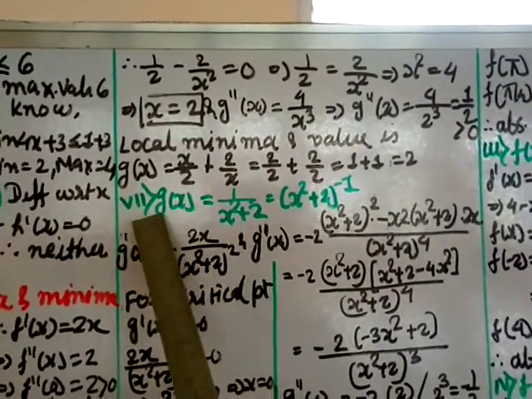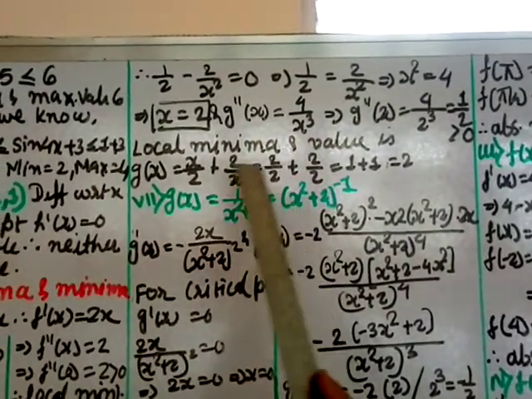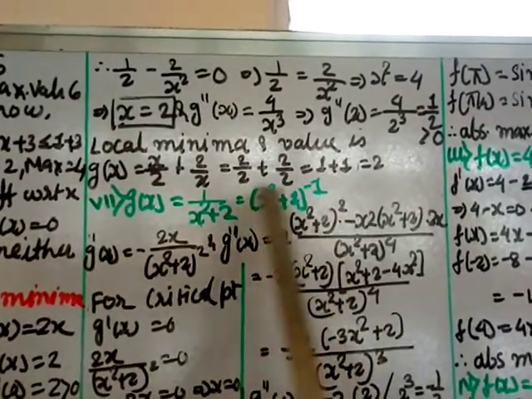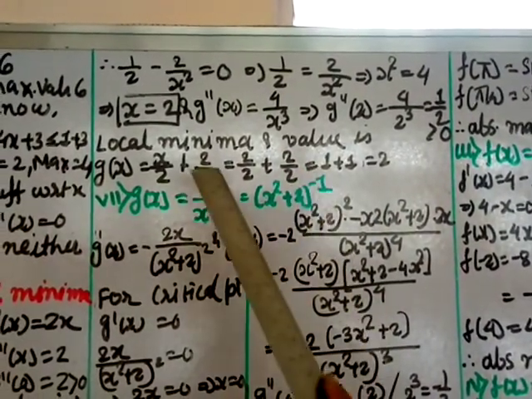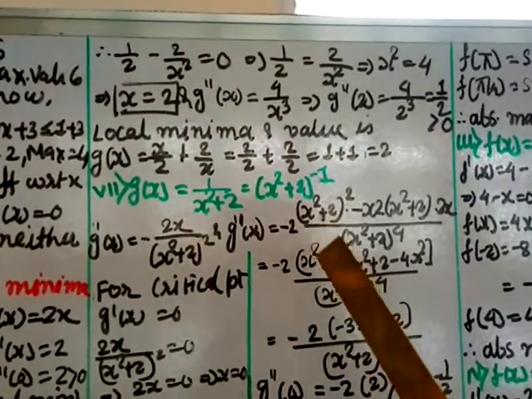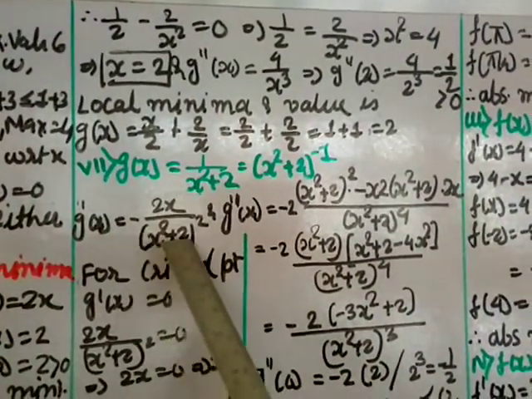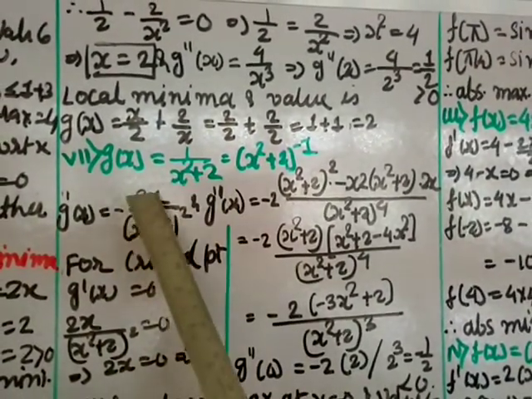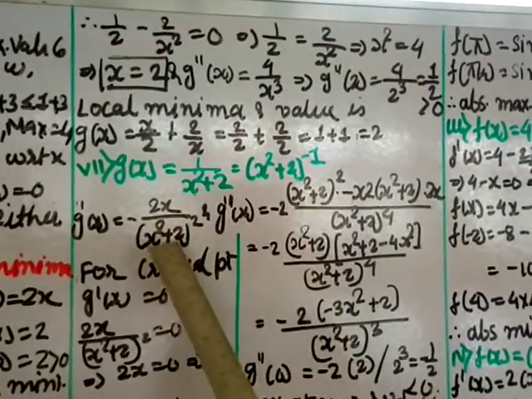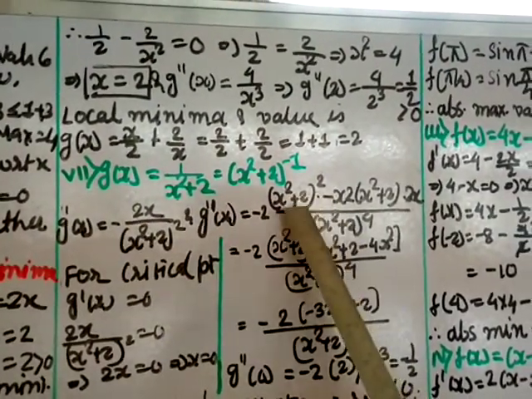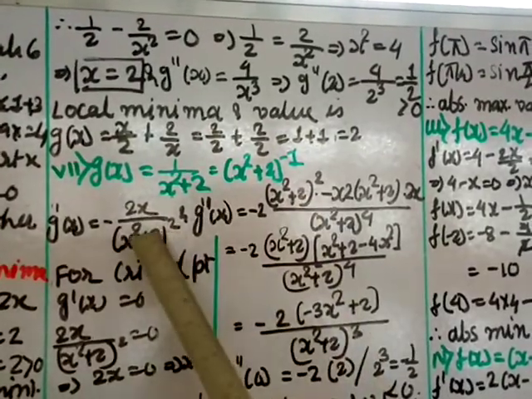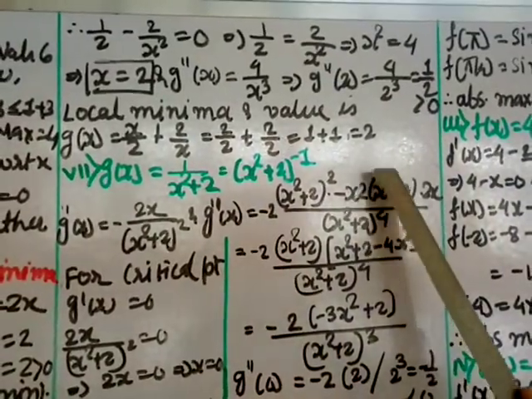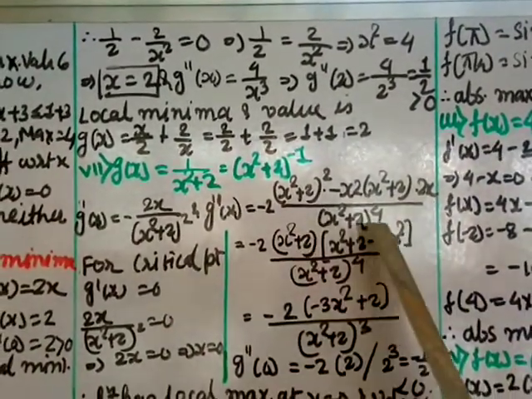Roman number 7, g(x) is equal to 1 by x square plus 2. I can write it as x square plus 2 whole power minus 1. For the first derivative, you can do it directly also, or I am doing 1 by x, whose derivative is minus 1 by x square, so minus 1 by x square plus 2 whole square. Then you have to multiply by the derivative of x square plus 2, that is 2x. For the second derivative you do u into v: minus 2 as it is, the denominator as it is, 2x will be 2 taken, x is 1, minus x is as it is, and derivative of the denominator, x square plus 2 into 2x, with the denominator whole power 4.